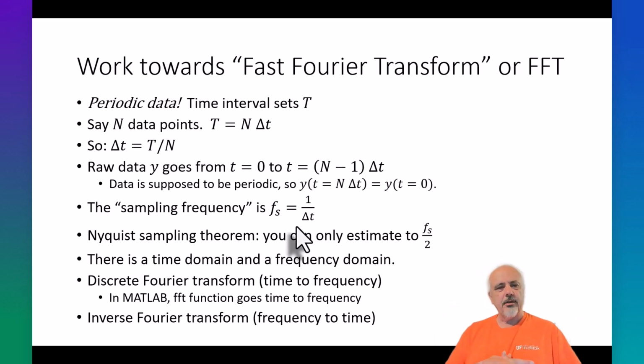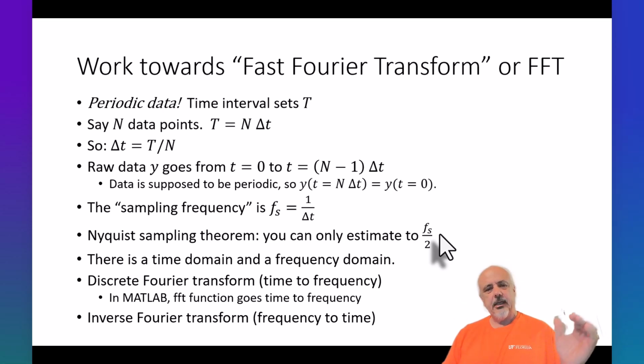So let's say you have some raw data that goes from 0 to n minus 1 times delta t, right? So remember, the data is periodic. So if you were to think about the y value at n times delta t, well, that's going to equal the very first y that you began with at t equals 0. The sampling frequency is 1 over the delta t, and there's an important theorem here, the Nyquist sampling theorem, which is that you can only estimate up to fs divided by 2. So you can go halfway to fs for your estimation.